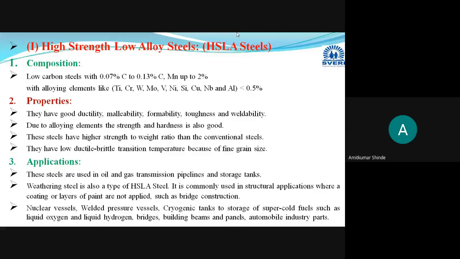Some pipelines are required. These pipelines are made up of these HSLA steels. Then there are certain storage tanks, for example, cryogenic tanks, where we are storing super cold fuels. Super cold fuels in the sense liquid oxygen or liquid hydrogen. To store that, a special type of tank is required. That tank is termed the cryogenic tank, and these cryogenic tanks are manufactured with the help of these HSLA steels.